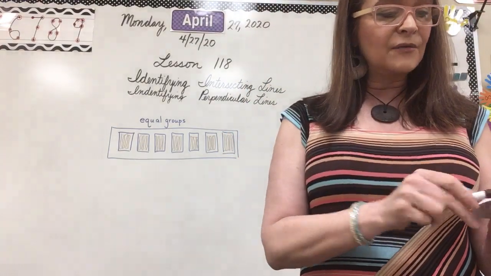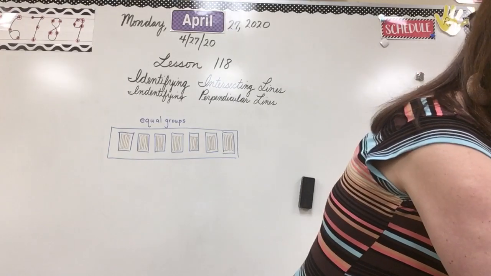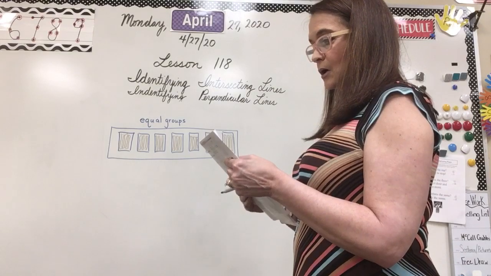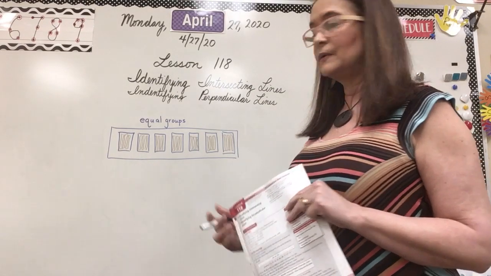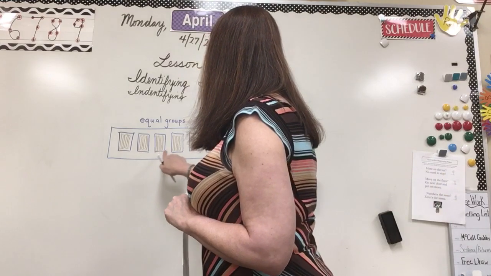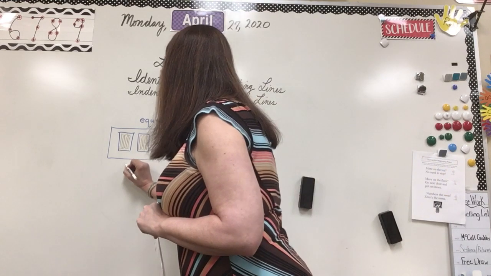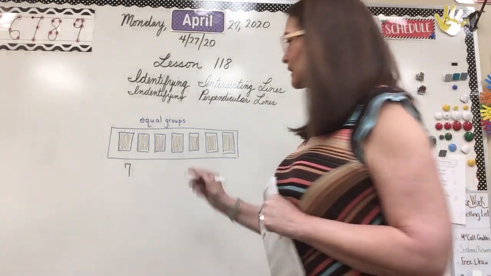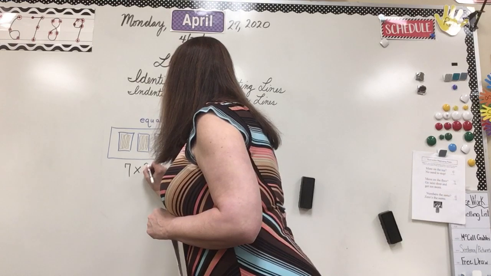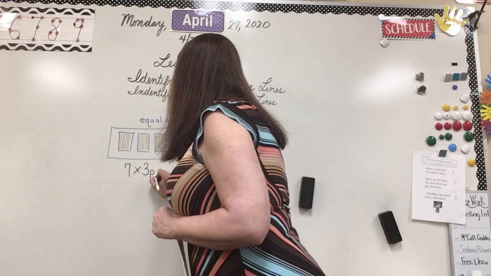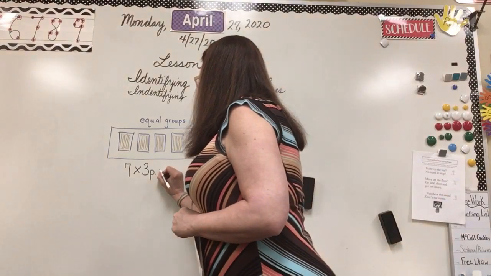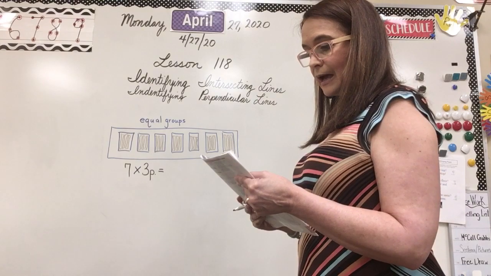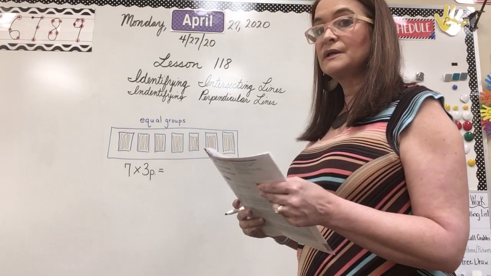Now, what would our number sentence be? So think about your number sentence. How many cartons or packages of pencils do we have? 1, 2, 3, 4, 5, 6, 7. We have 7 packages. And how many pencils are in each package? 3 pencils. We can put a P. So how many pencils would that be? Because it says, how many pencils did she buy? So we want to know the number of pencils.